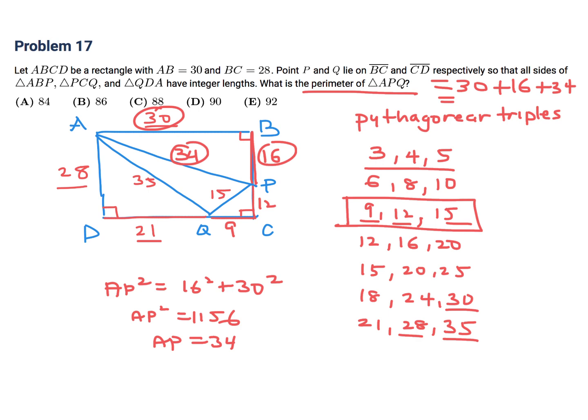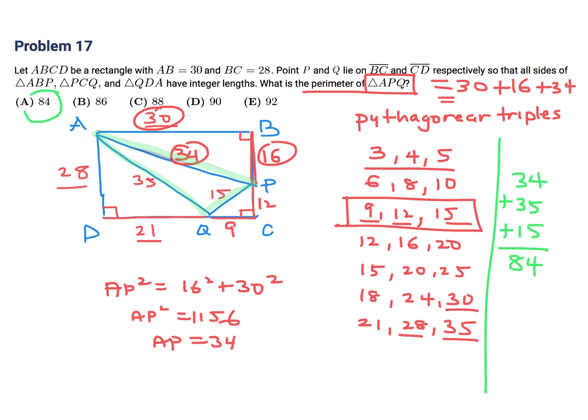Oh, sorry, I did the wrong triangle. Jeez. Perimeter of APQ. Oh boy. Let me try that again. APQ is this triangle right here. So APQ, that perimeter is 34 plus 35 plus 15, and that's 84. And therefore the answer is A.